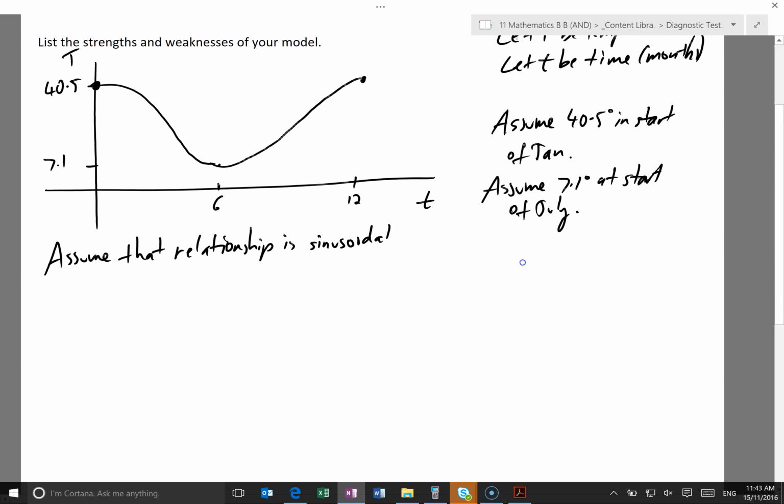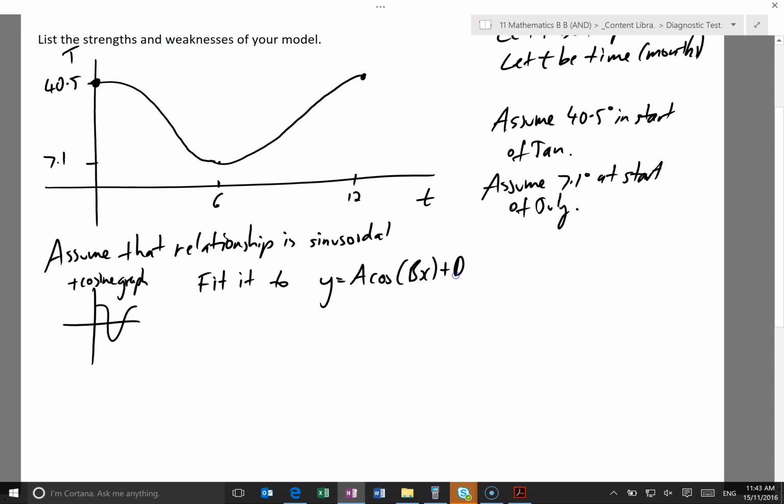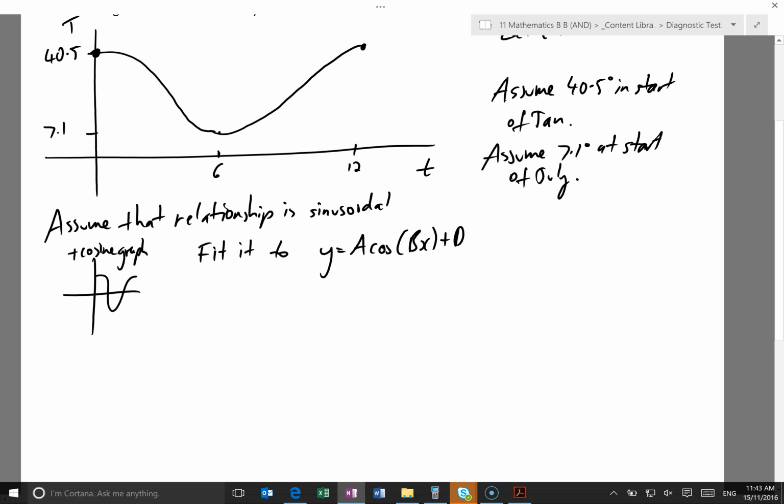So develop a model for the temperature. When I look at this graph, I can see that it is one of these positive cosine graphs, because it starts at its maximum. So I'm trying to fit it to y equals a cosine bx plus d, and now our job is just to find all these different letters. To find a, which is the amplitude, take the difference between the maximum and the minimum, and halve it. That'll get me my a value.